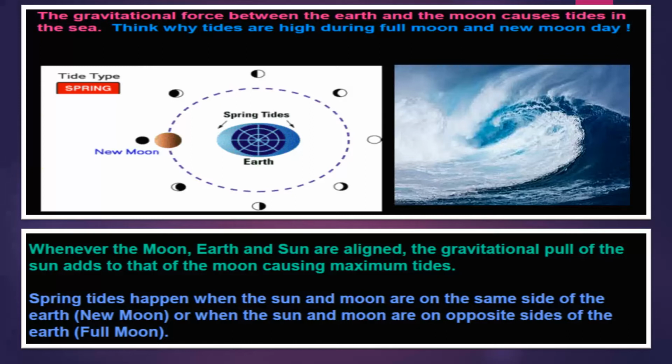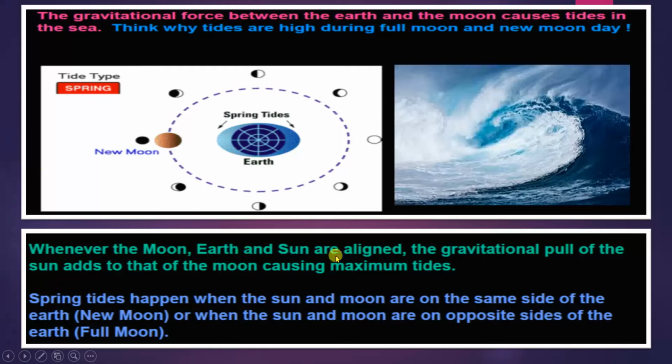First of all, understand this term, that the gravitational force between the earth and moon causes these tides. Tides happen because of the gravitational pull. Okay, the gravitational pull of the moon as well as of earth as well as of sun also. Dear students, note here, sun also.